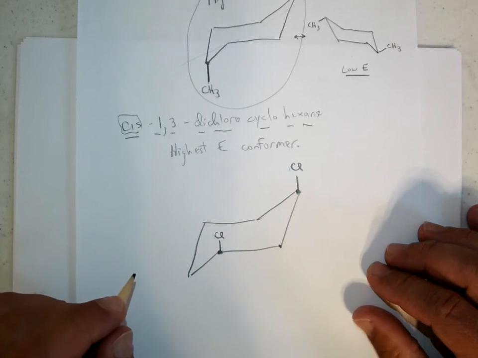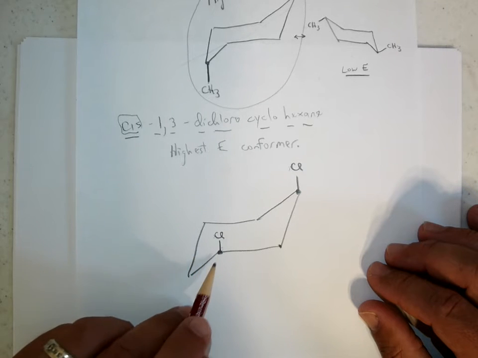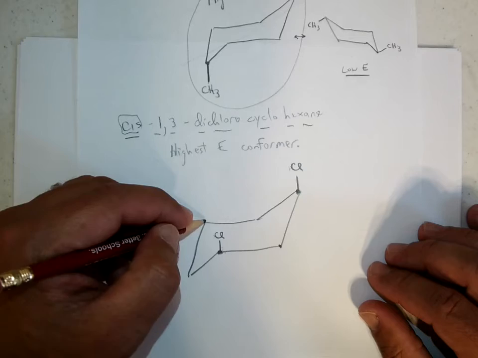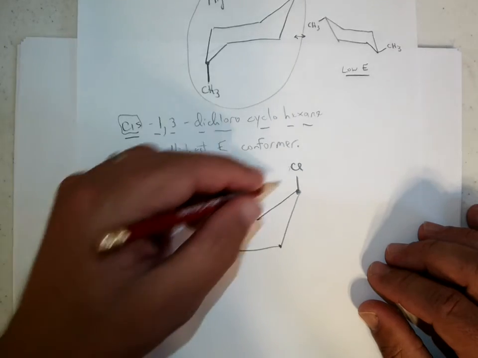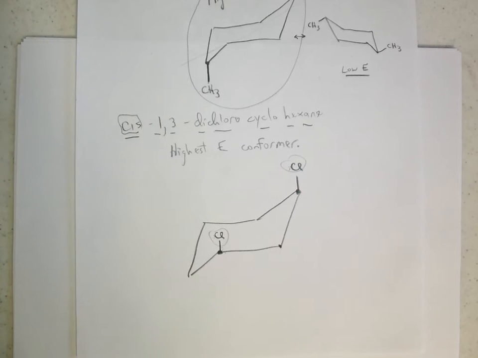So the highest energy conformer of cis-1,3-dichlorocyclohexane is going to have both positions axial, right? And that is a high energy conformer because the axial positions are bumping into other axial positions. It doesn't look like it the way we draw it, but those two chlorines in axial positions are pretty close, and they start to repel each other.